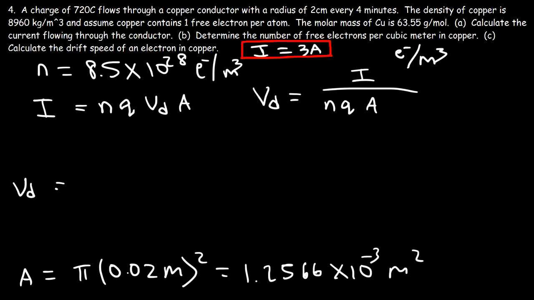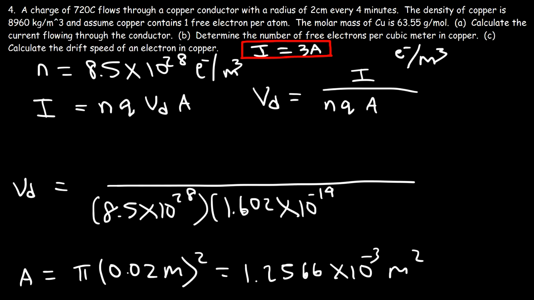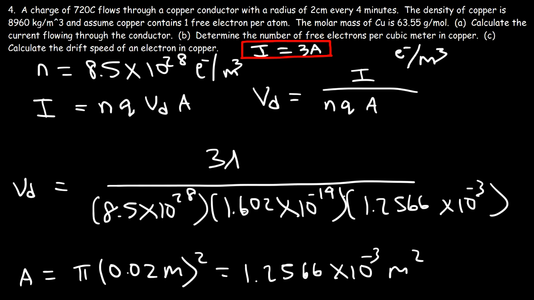So the drift speed is going to equal N, which is 8.5 times 10 to the 28, multiplied by Q, which is 1.602 times 10 to the negative 19, and then the area, 1.2566 times 10 to the negative 3. And then we have a current of 3 amps on top.